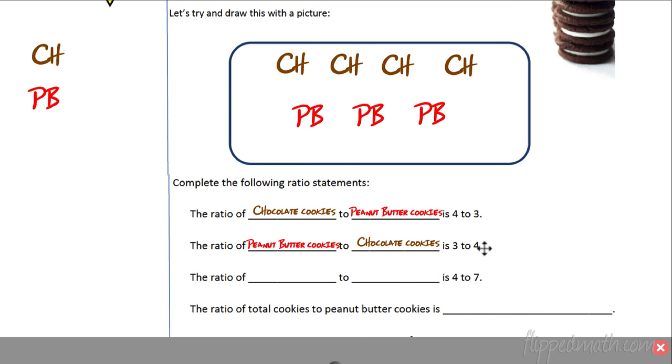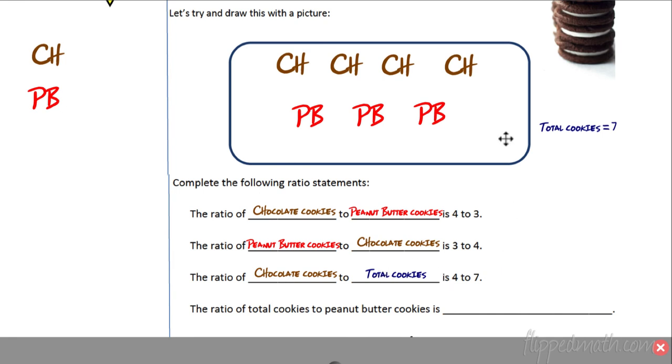Okay, now the next one says the ratio of blank to blank is 4 to 7. So this is getting a little bit more complicated. Not too bad though. Where does that number 7 come from? If I go up and look at the total number of cookies, I notice that there are 4 and 3. That's 7. So when we're talking about the ratio of blank to blank, 4 to 7, I know that the chocolate cookies are the part that's 4. And the number of total cookies is 7. So the ratio of chocolate cookies to total cookies is 4 to 7.